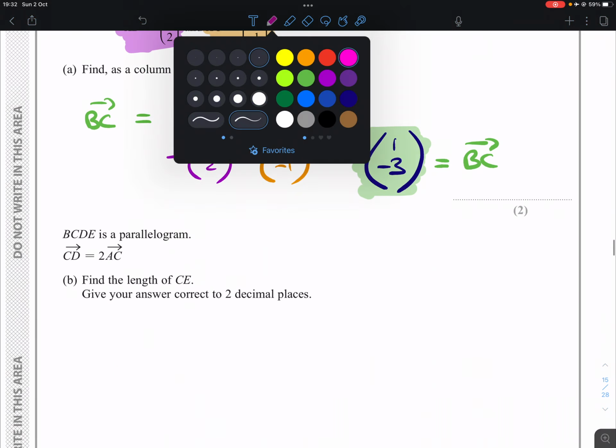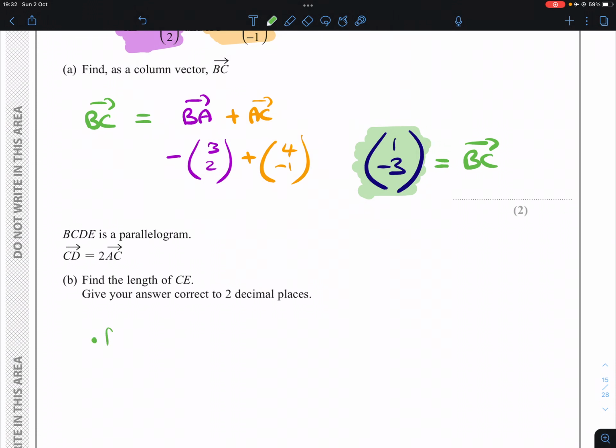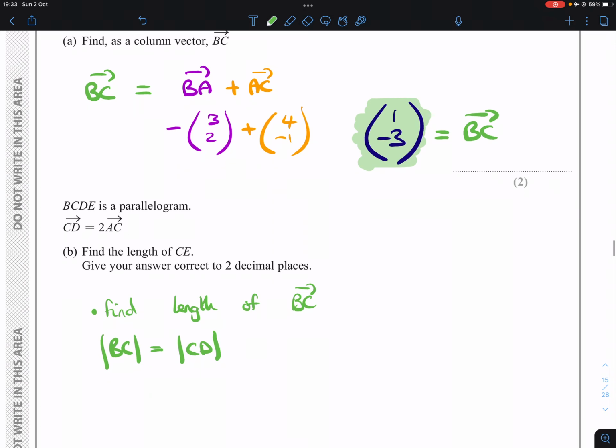So effectively what we do here is we find the length of B to C, and then we double it, as the length of B to C is the same as the length of D to E, and then the length of C to E is double said length of C to D, or said length of B to C.